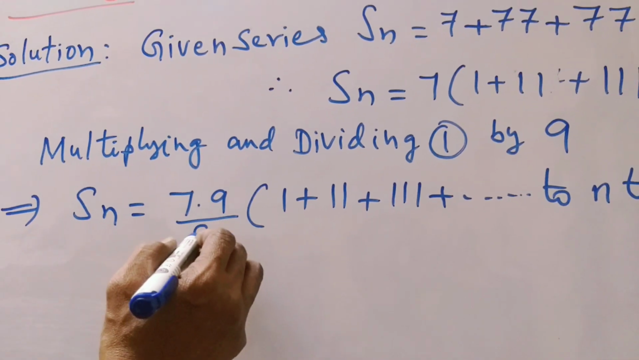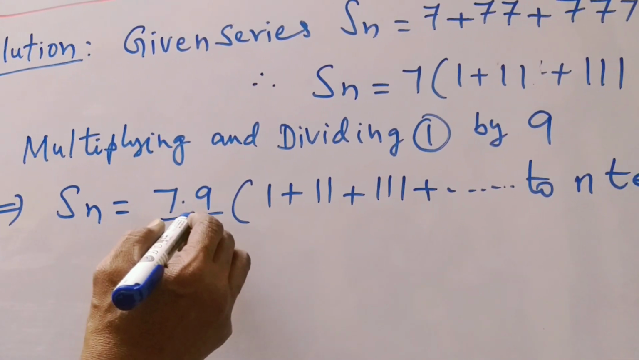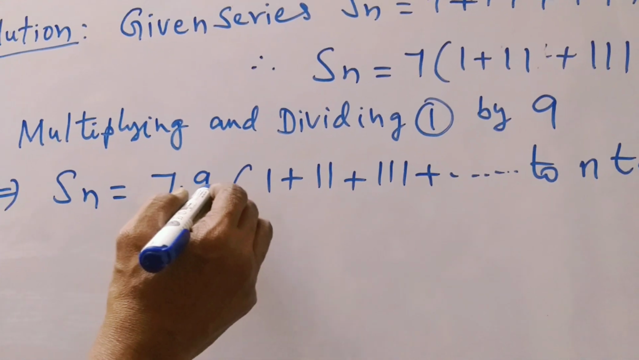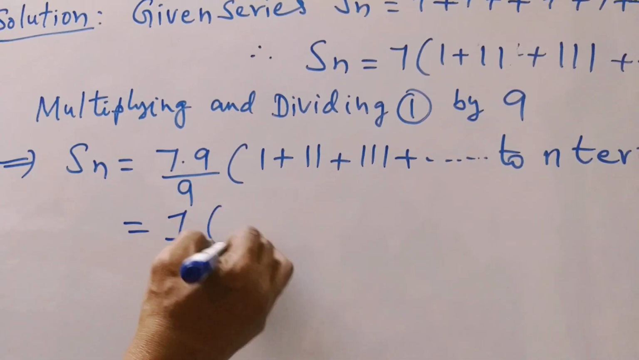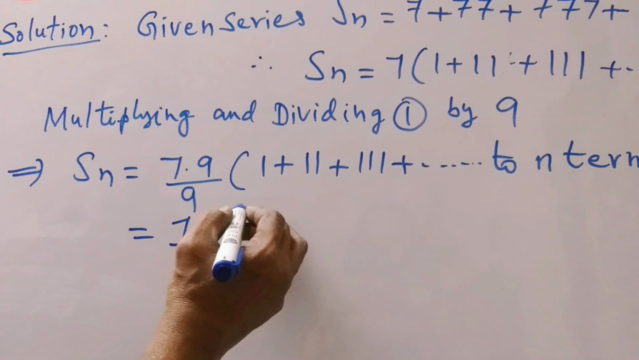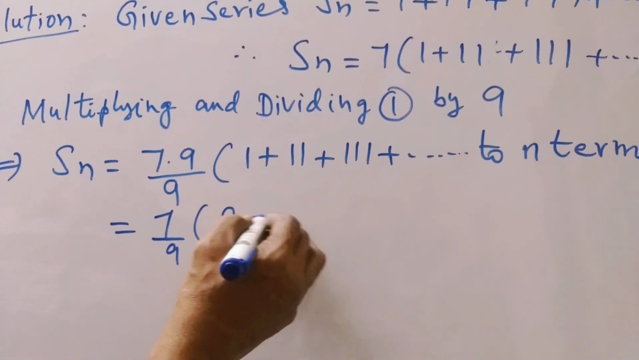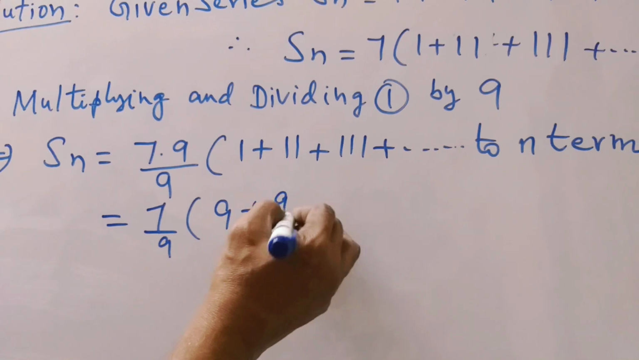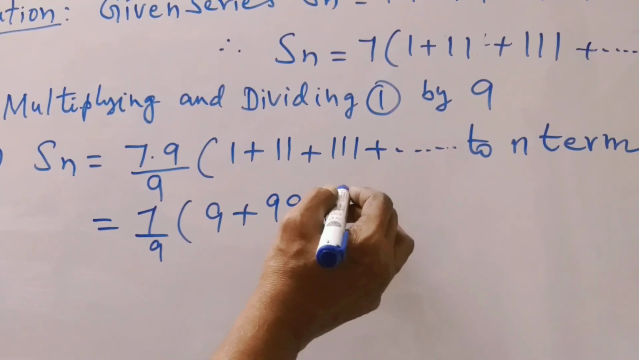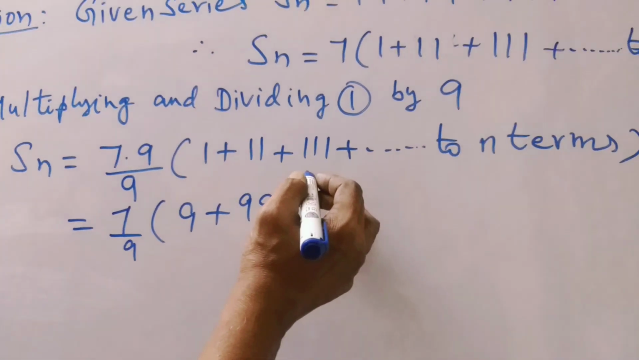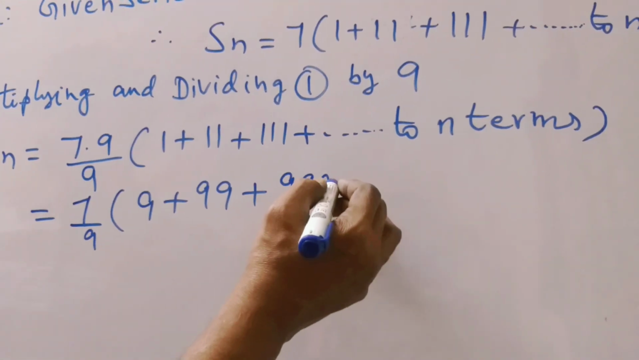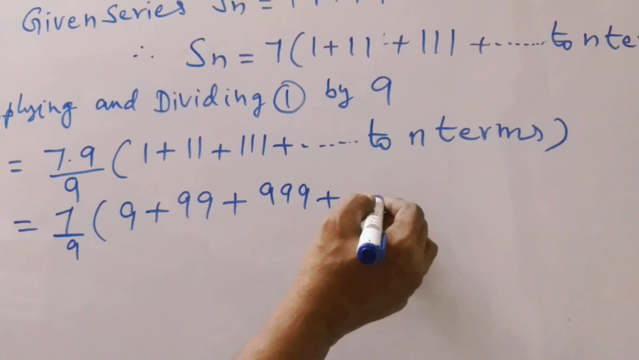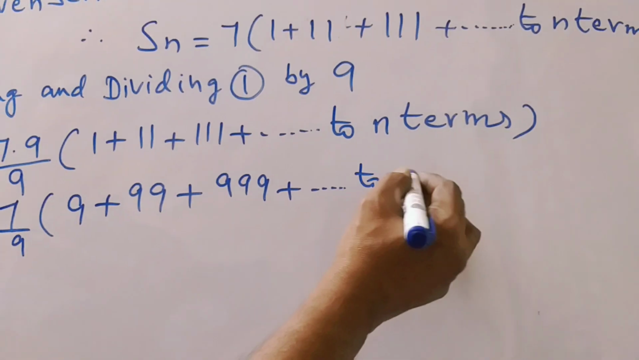Now, 7 into 9 by 9. So here, multiplying this series by 9: 7 by 9 of 9 plus 99 plus 999 plus and so on up to n terms.